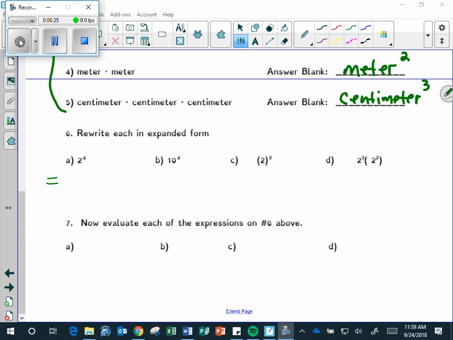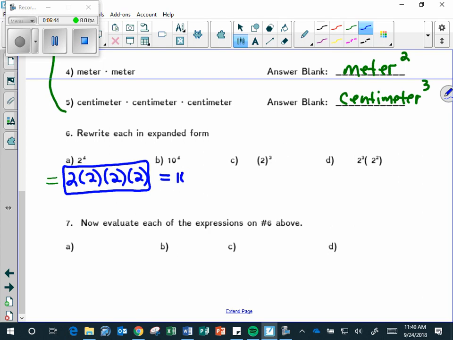Okay, so 2 to the fourth power in expanded form is just 2 times 2 times 2 times 2. And that's it. That's expanded form. So 10 to the fourth is 10 times 10 times 10 times 10. That is an expanded form.